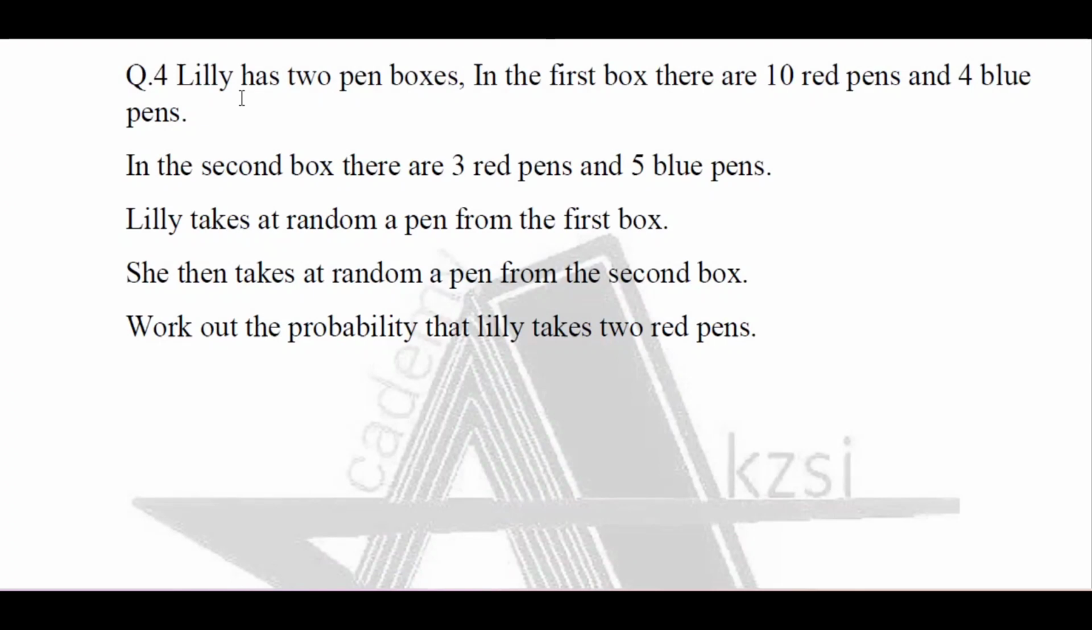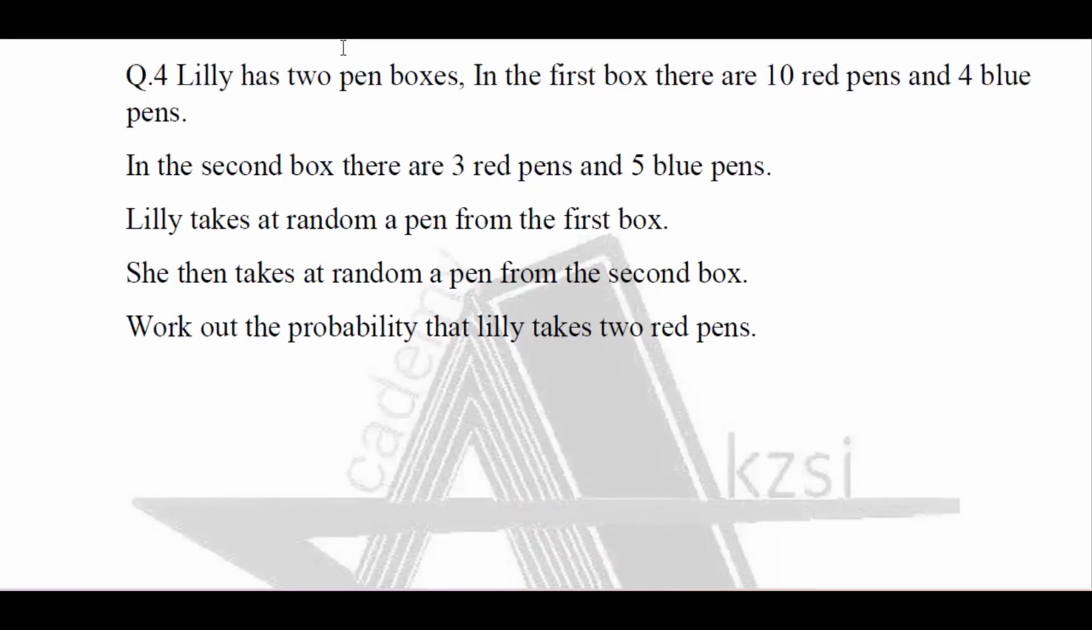Lily has 2 pen boxes. In the first box, there are 10 red pens and blue pens, how many? 4. In the second box, there are 3 red pens and 5 blue pens. Lily takes a pen from the first box. Then she takes at random a pen from the second box. Work out the probability that Lily takes 2 red pens.